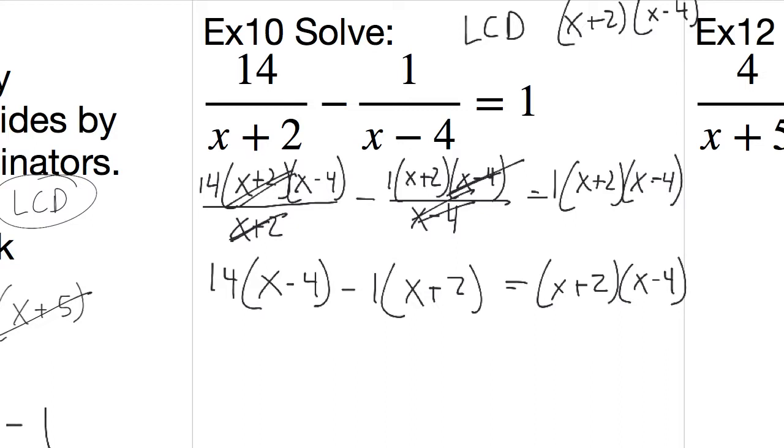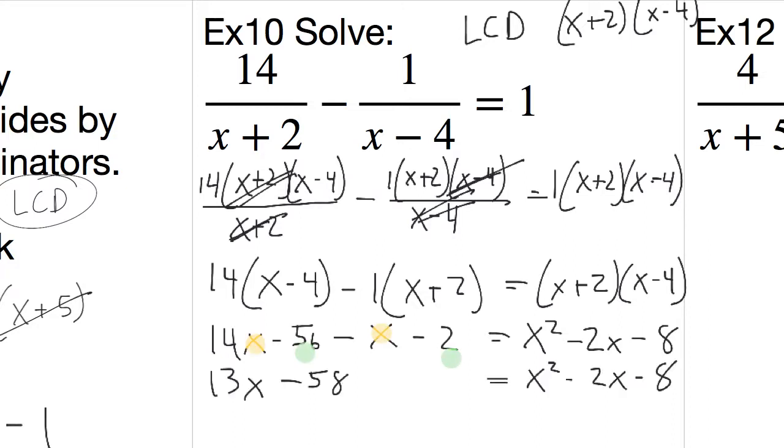Great. Let's distribute. Let's get rid of all these parentheses. And we get 14x minus 56. Distributing the subtraction, minus x minus 2 is equal to x squared minus 2x minus 8. Combining some like terms, we get 13x minus 58 is all equal to x squared minus 2x minus 8.